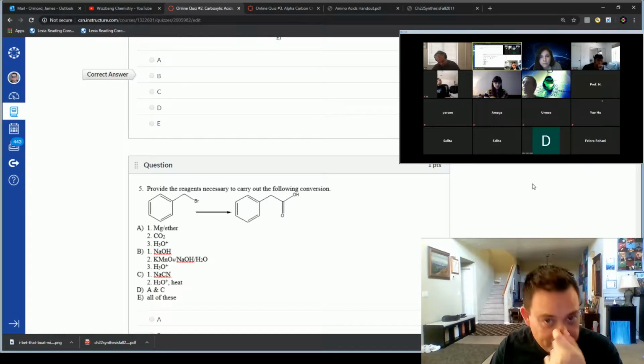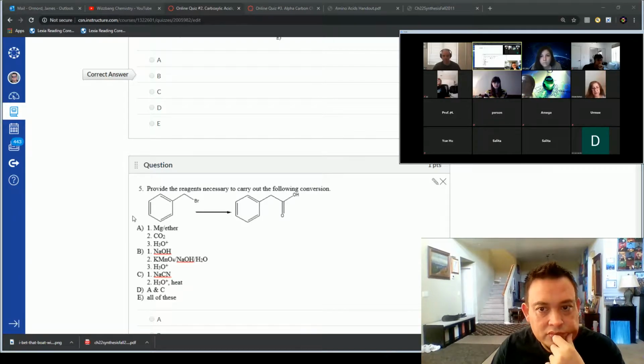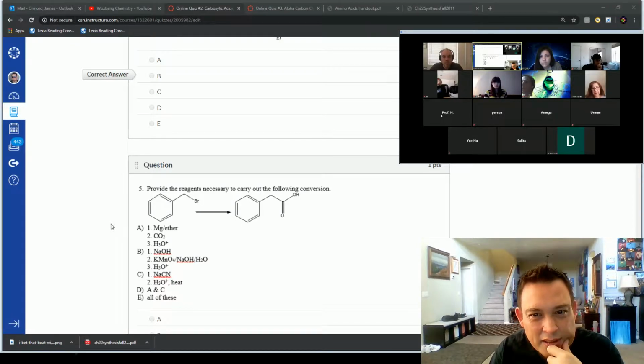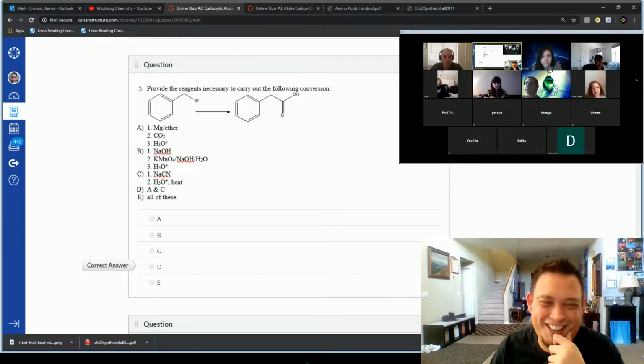All right, next one here: provide the reagents needed to carry out the transformation. D. A and C. Yeah. Yep. Yay, we got it right.